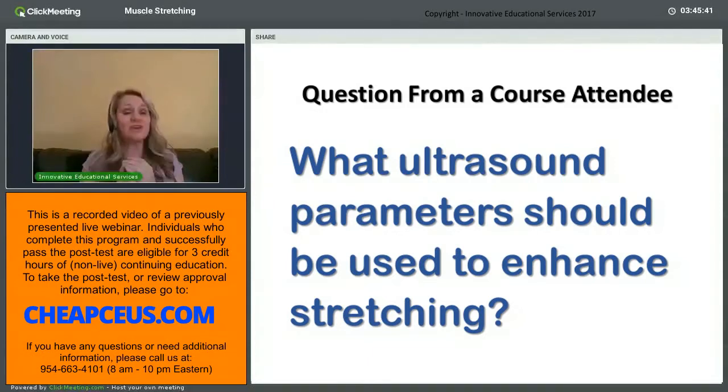And then if you're looking at it just relative to stretching, you want to make sure that you're using a mode of ultrasound that applies heat. So you're probably looking at a 50% pulsed, or even better, a continuous. So those are some things to consider.